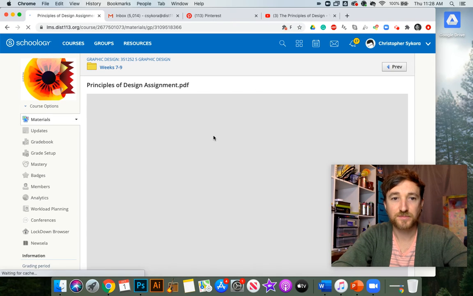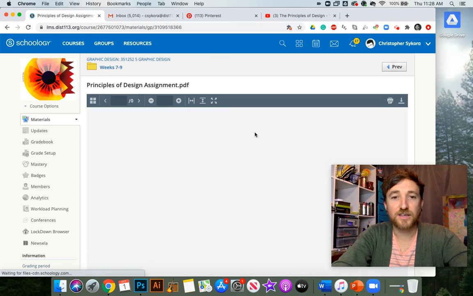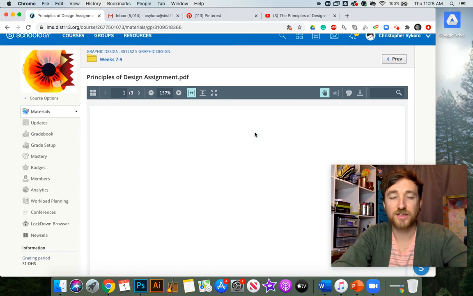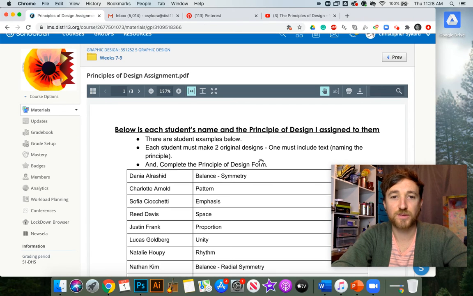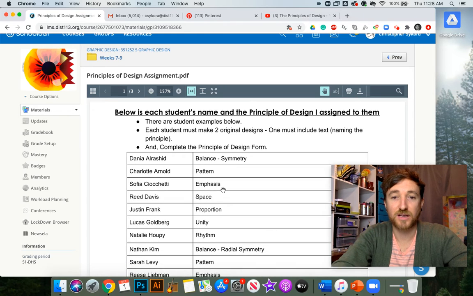Okay. So, for instance, each student is supposed to make 2 posters, right? Think of these as posters that you're going to be making that illustrate your principle of design. One of them must include text naming the principle of design. So, if your principle of design is pattern, it should have the word pattern in it. At least one of those needs it. The other one doesn't have to, but I encourage you to include that in both of them.